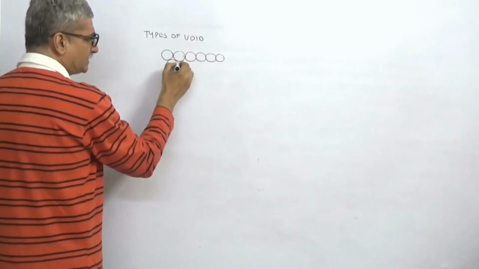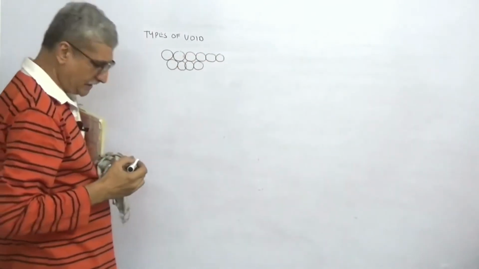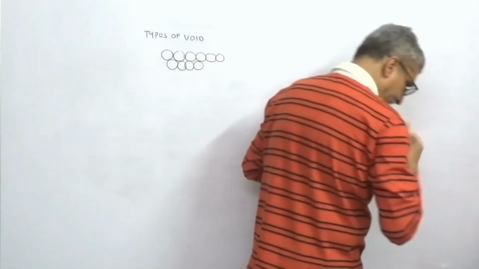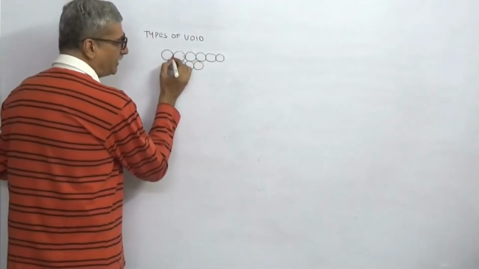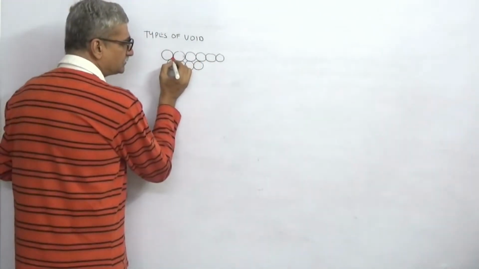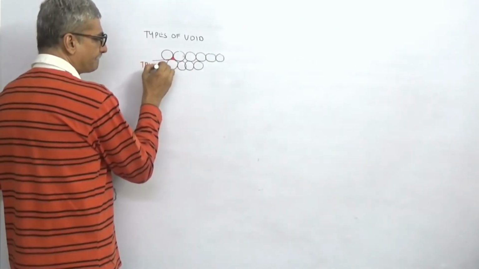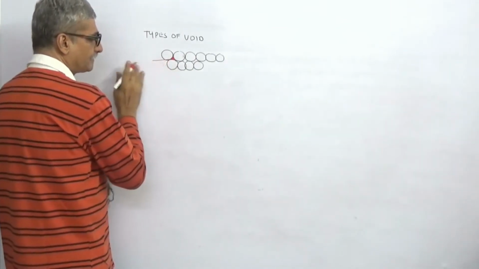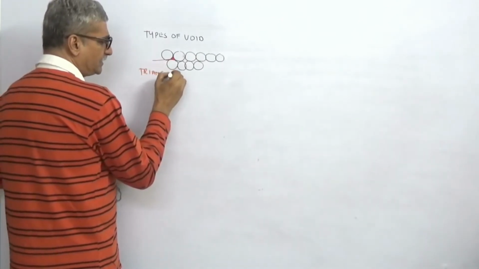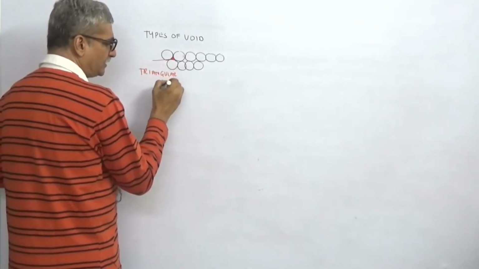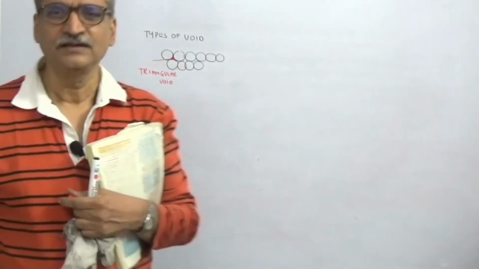ये 2-dimensional में था, बराबर. तो what was the type of void that we got? This void we call as triangular void. We call this as triangular void.